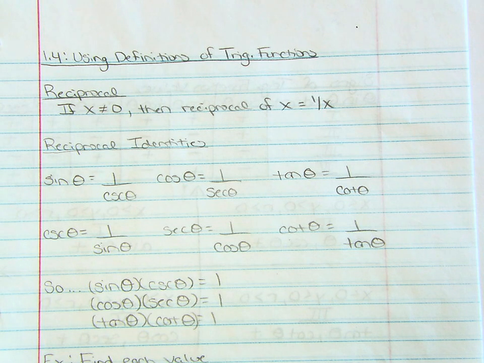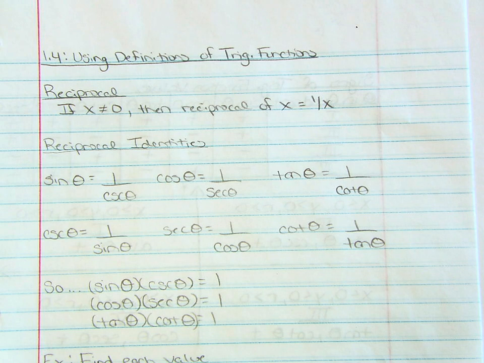So the reciprocal identities are as shown. Sine theta is 1 over cosecant theta. Cosine theta is 1 over secant theta. Tangent theta is 1 over cotangent theta. And then obviously the reverse of all of that is also true. Cosecant theta is 1 over sine. Secant is 1 over cosine, and cotangent is 1 over tangent. Not too horribly difficult, but you will use these as you move throughout the course.